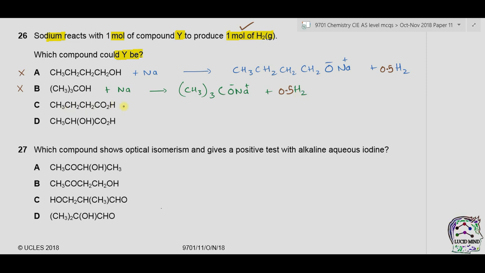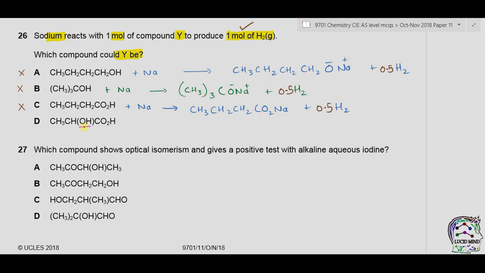For the third reaction, we have a carboxylic acid. So metal plus acid gives salt and hydrogen. The salt formed is CH3CH2CH2CO2Na along with hydrogen. Again, by balancing, we can find that only half a mole of hydrogen is formed. So C is also incorrect.